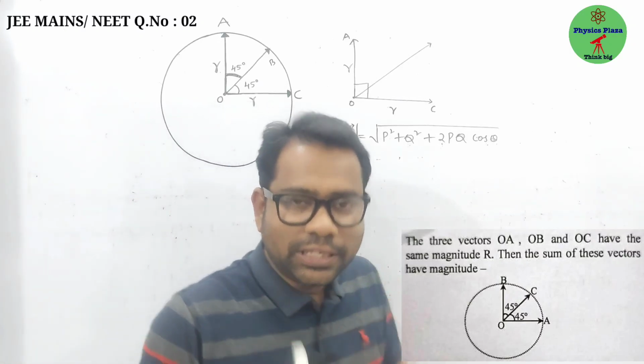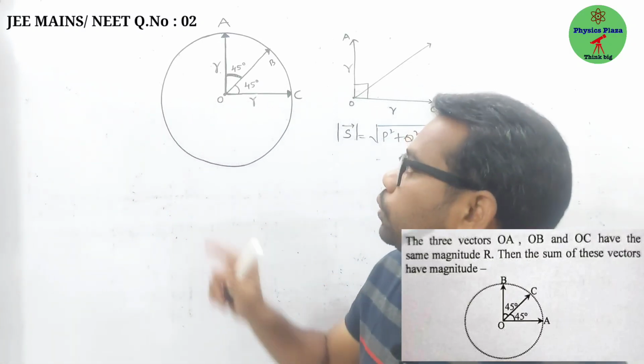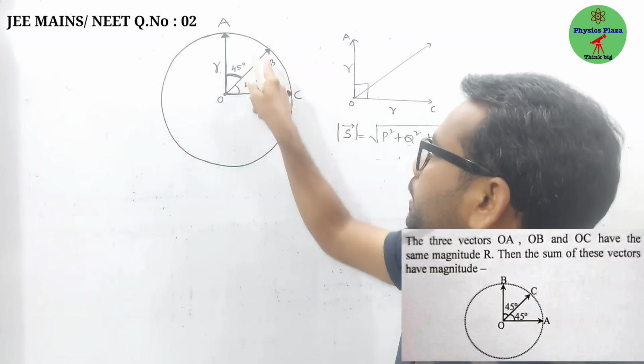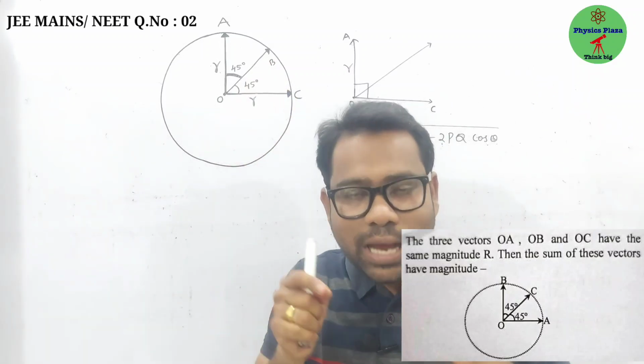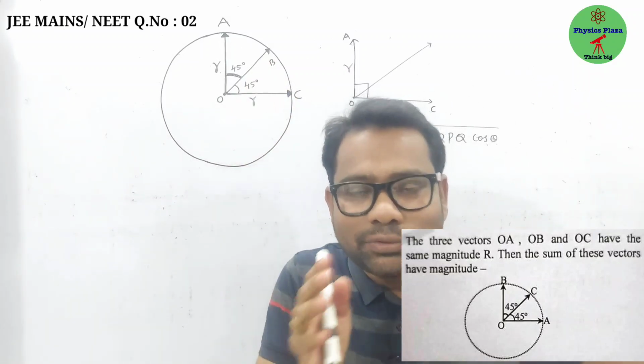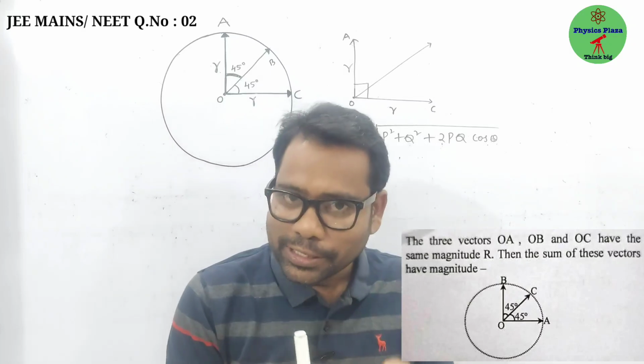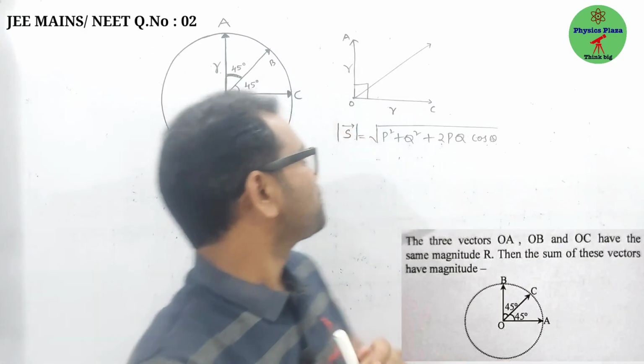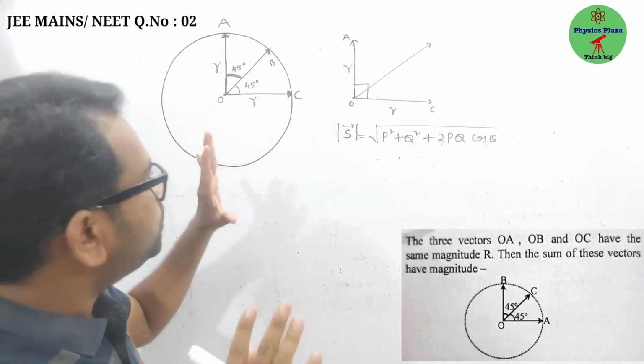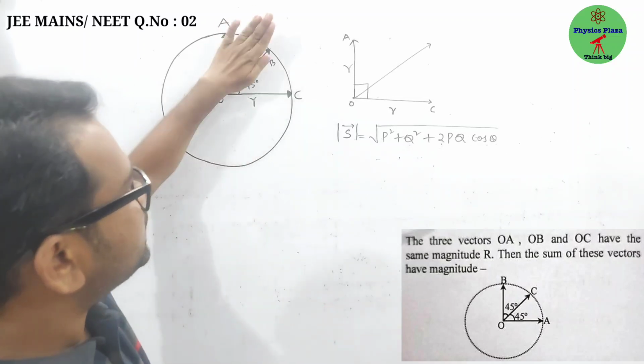Children, in this question, 3 vectors are shown: OA, OB, OC, and it is asked to calculate the resultant of these 3 vectors. It is very simple and easy. So let us solve this. Children, first look at here. Our idea is that first let us neglect B.